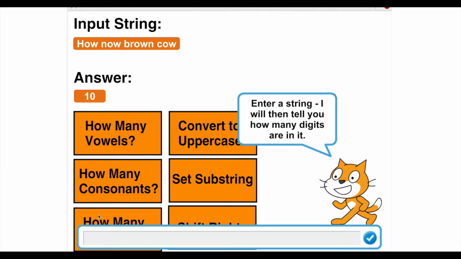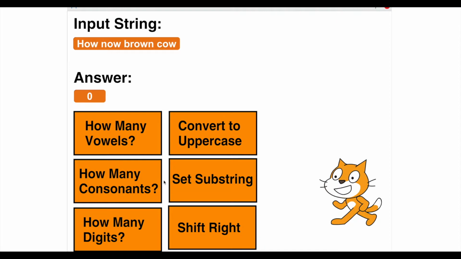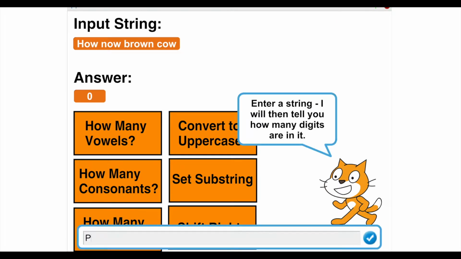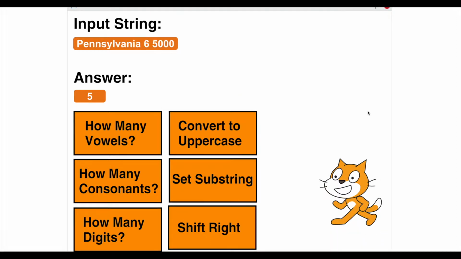How many digits? Well, if I type in the exact same thing, I expect to get 0 because there are no digits in there. But if I have another string that has some zeros in it, some digits, hopefully we get the right number, 1, 2, 3, 4, 5. So these are basically counting things within a string. Maybe you want to find some other things, but this is just an example of that.